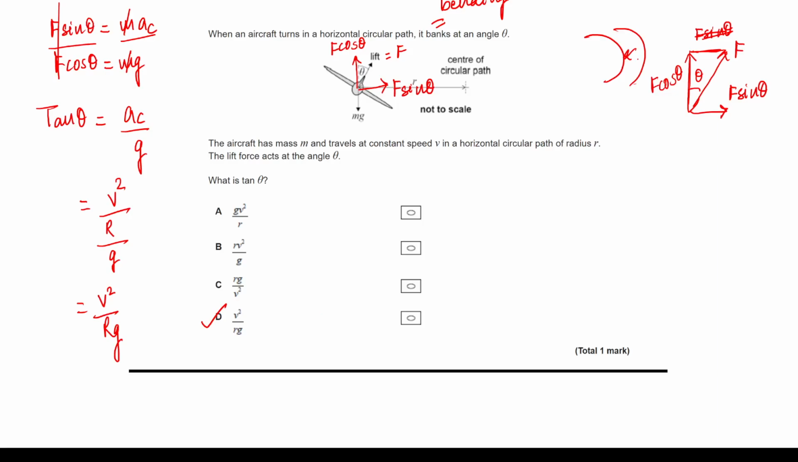Okay, so that's it. That's the end of circular motion. Keep practicing more and more questions.